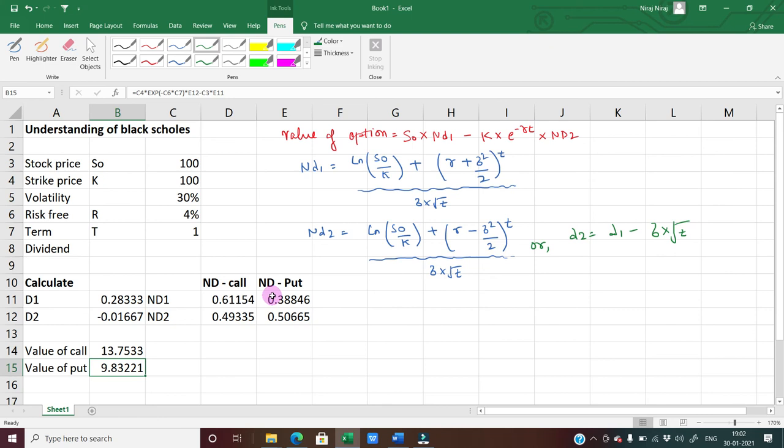So this is the way calculation of Black-Scholes happens. Now in the examination, you might get some parameters missing. You might have been given ND1 and you are supposed to calculate ND2. In that case, it is very simple. The calculation of ND2 will be done this way: D2 equals D1 minus sigma into root of t, square root of t. And then you just put the normal distribution formula. So this is the way ND1, ND2 and the value under Black-Scholes are calculated.